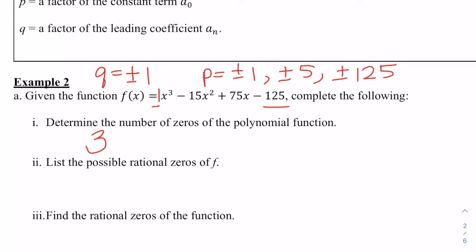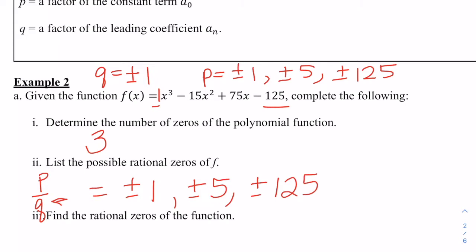Well, you only have to divide everything by 1 because when we put p over q, right, we're just going to have plus or minus 1 for that q. So if we write those possible rational zeros, it's just going to be the same values as our p. So plus or minus 1, plus or minus 5, and plus or minus 125. So those are going to be all the possible rational zeros. So we're not saying all of those are going to work, those are going to be the possible ones. So if we want to see if they actually work, well, we're going to have to do the work.